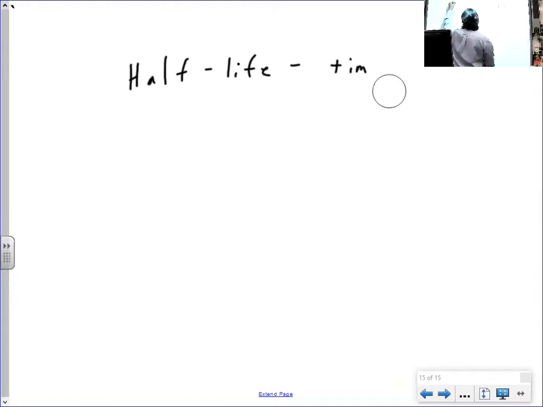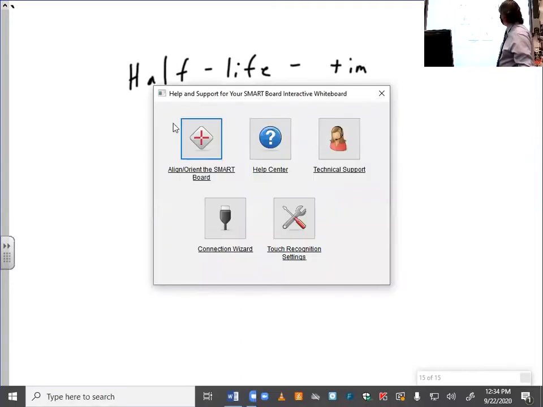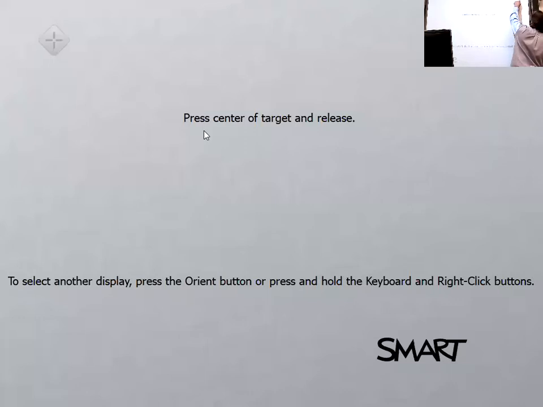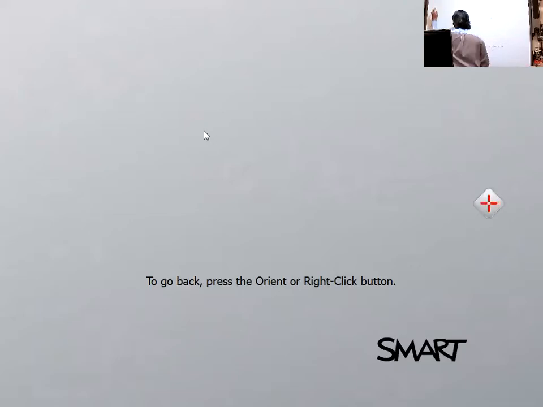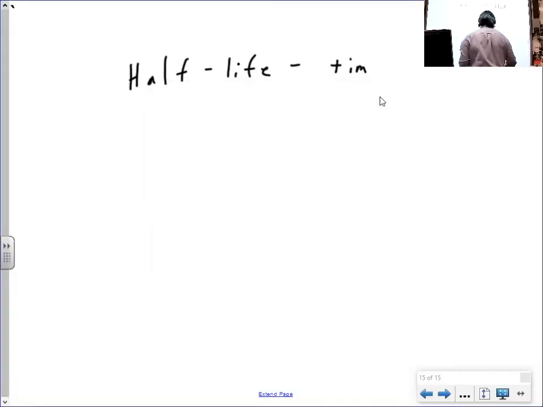And that E is supposed to be up there. I might have to straighten this up real quick. Sorry, guys. So it's a measure of time. It's the time it takes for half of the substance to degrade. Whatever. Really? Board's been working really good.